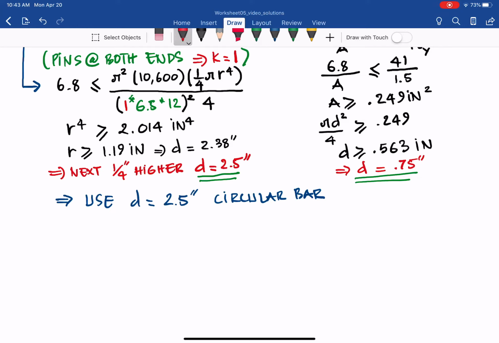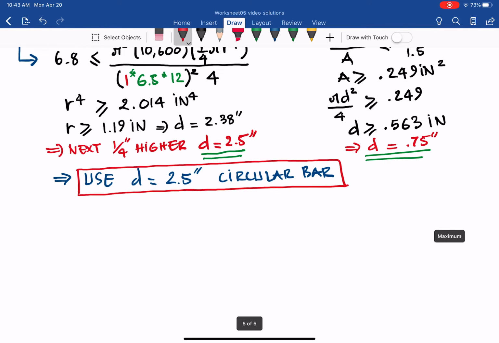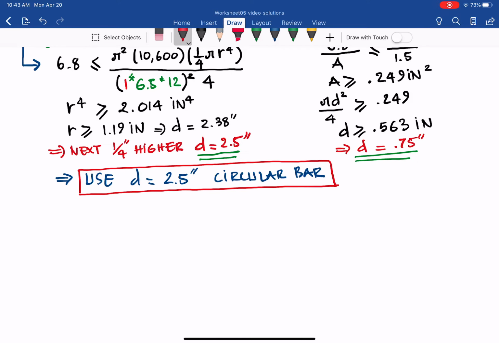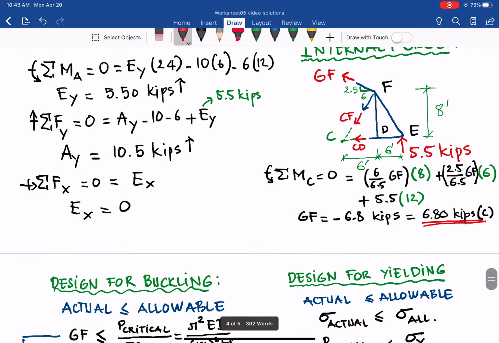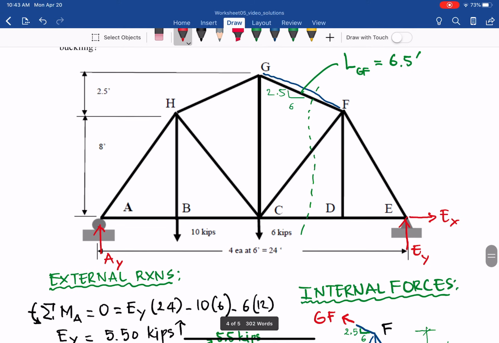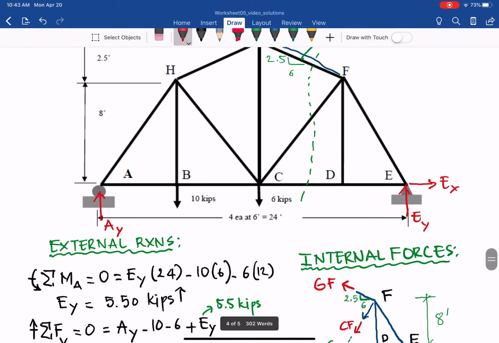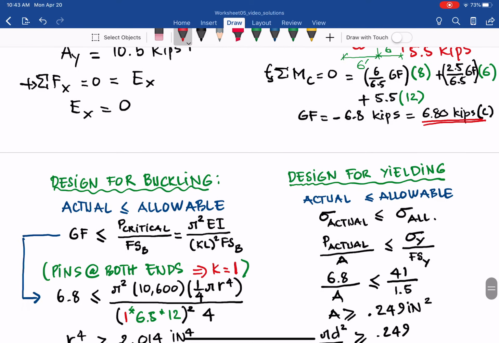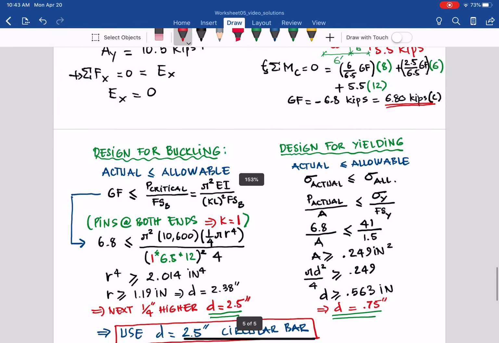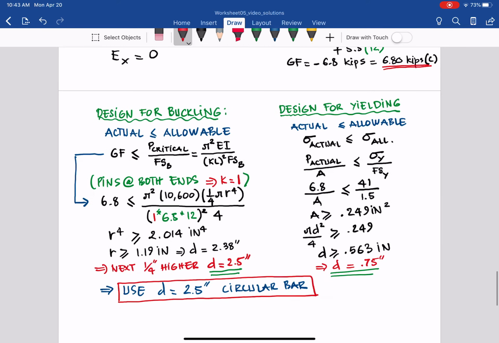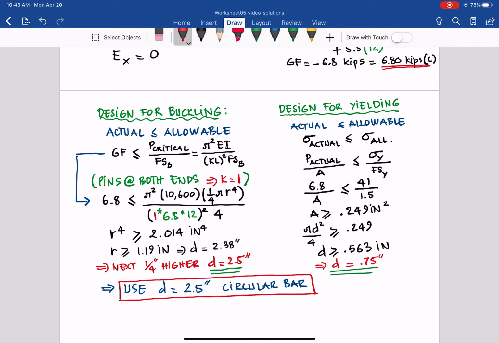And that is our design. So we can box it. How is that? So go to Lowe's, go to Home Depot, do it yourself. Select the aluminum circular bar with D equal to 2.5 inches in diameter. Then you can design for this truss member GF in compression. And as you can see, in compression the governing case is buckling, right?